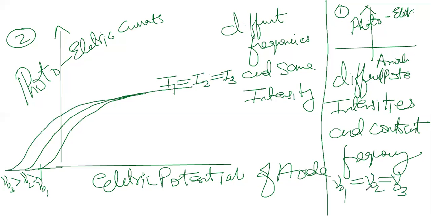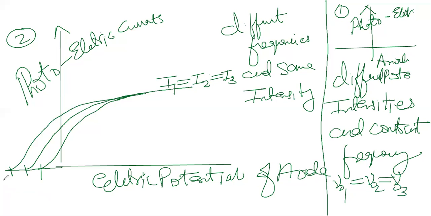Is it clear? These are graphs for nu naught 1, nu naught 2, nu naught 3. But what will be on the x-axis? These coordinates are called stopping potentials only, so don't get confused. I will write these a little bit above.